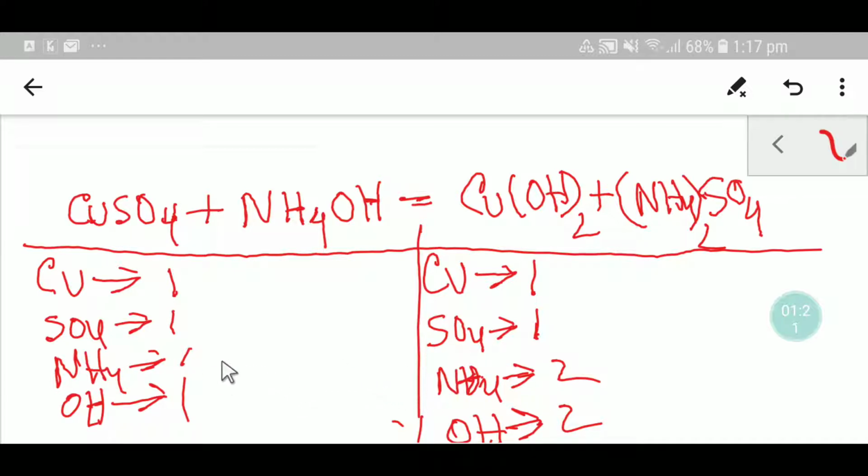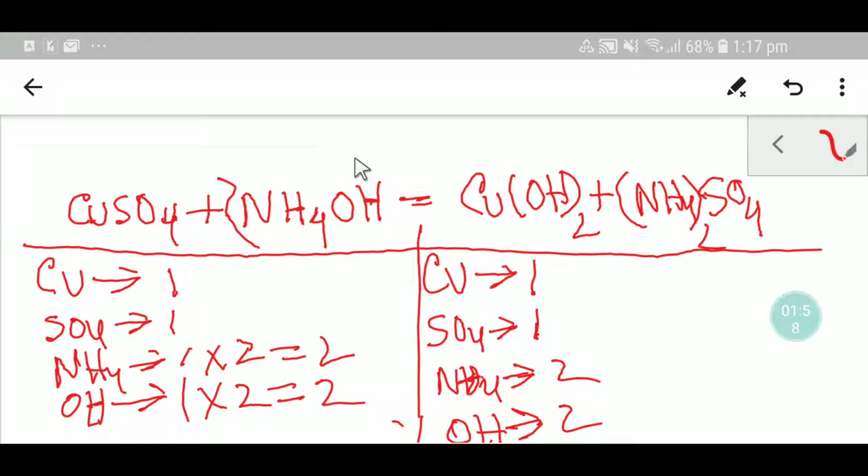So to balance the ammonium I can multiply here by 2, that gives me 2, and these 2 must come before this ammonium ion that is here, so I have to put here 2. If I place here 2, the number of hydroxide ions will be 2, so I have to take here 2 hydroxide ions. So now we have 2 hydroxide, 2 ammonium, 1 sulfate, 1 copper. So everything is balanced. So this is the balanced equation, right?